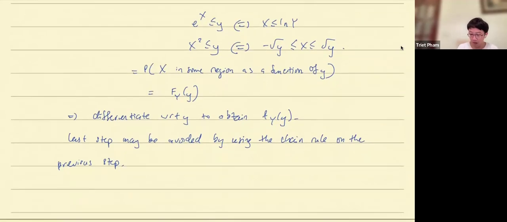All right. So let's take a look at an example. Let's say X is uniform 0 to 1, and let Y be X to the N, for some integer N. Find the density of Y.